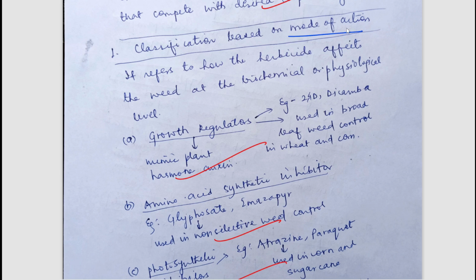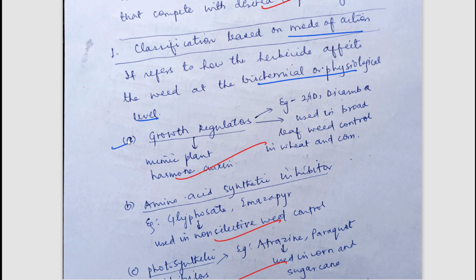If you want to read the answer in detail, line by line, you can simply pause the video at certain intervals whenever you want to read, and you can read the answer completely. That could also be helpful. So if you want to read it, just pause and read. First, mode of action refers to how herbicides affect the weeds at a biochemical or physiological level.